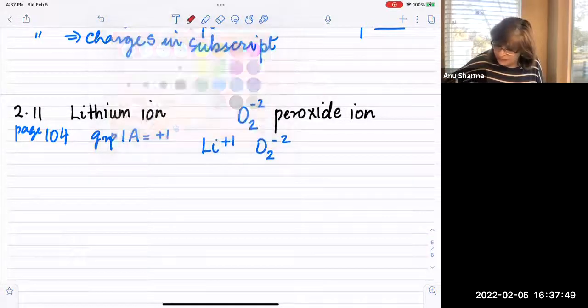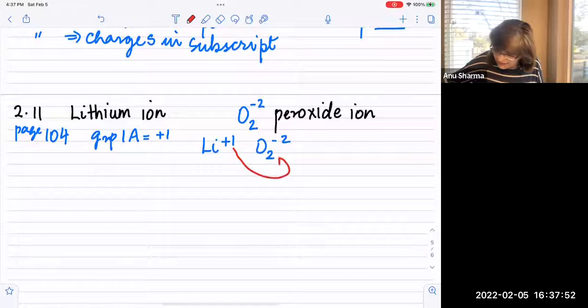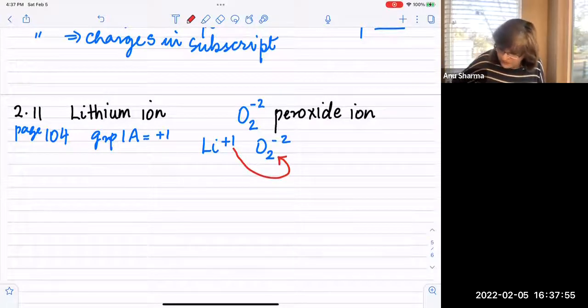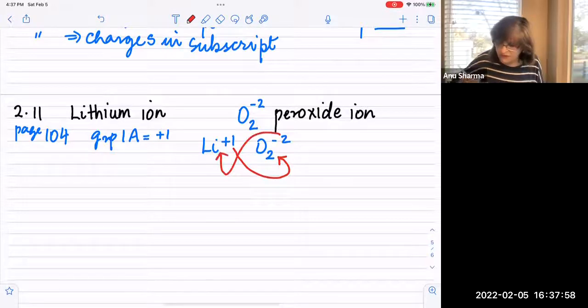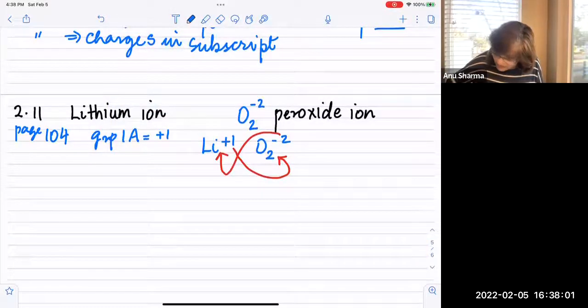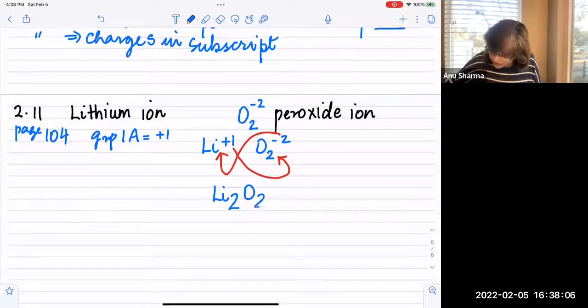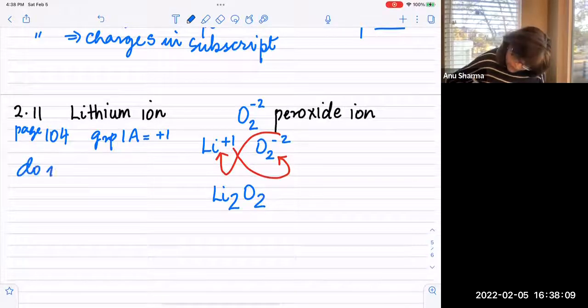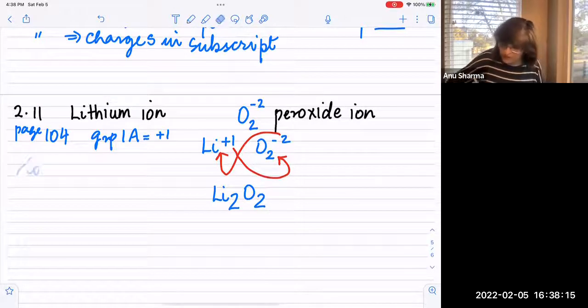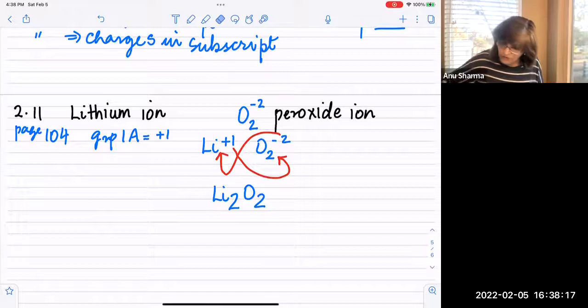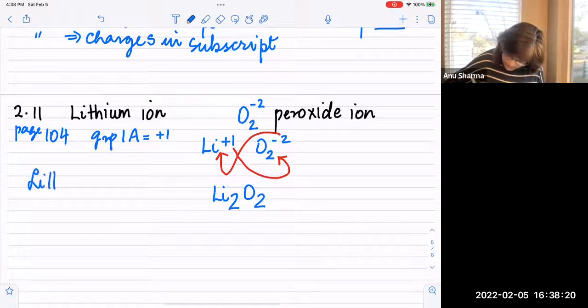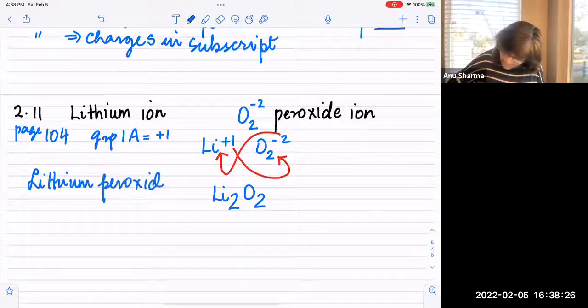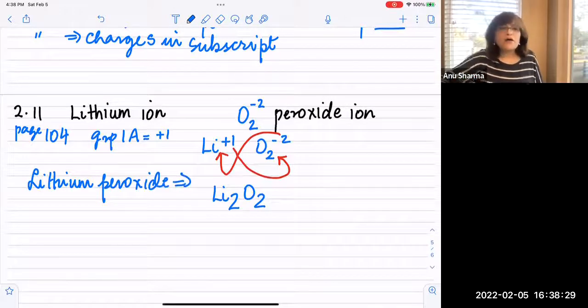And the next thing you will do is crisscross. Bring this number here, but do not write it. It's just kind of there. And then this number comes here. So what do we have now? We have Li2O2. But do not write the number 1. Okay, so the same thing we covered in the previous example. So this is the formula of lithium peroxide.